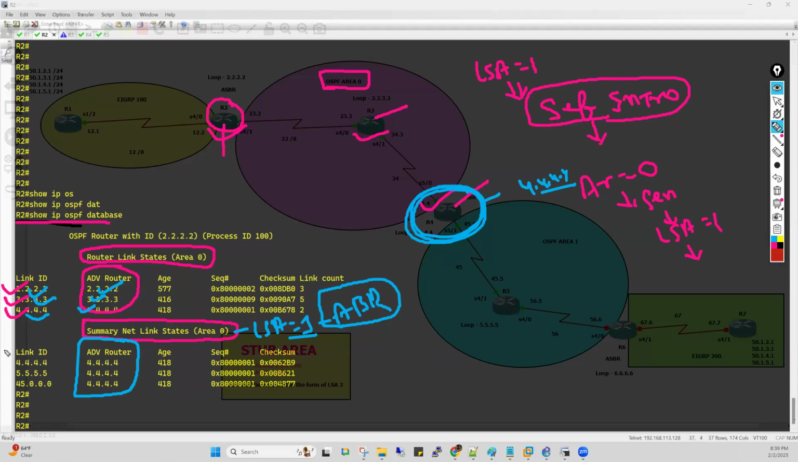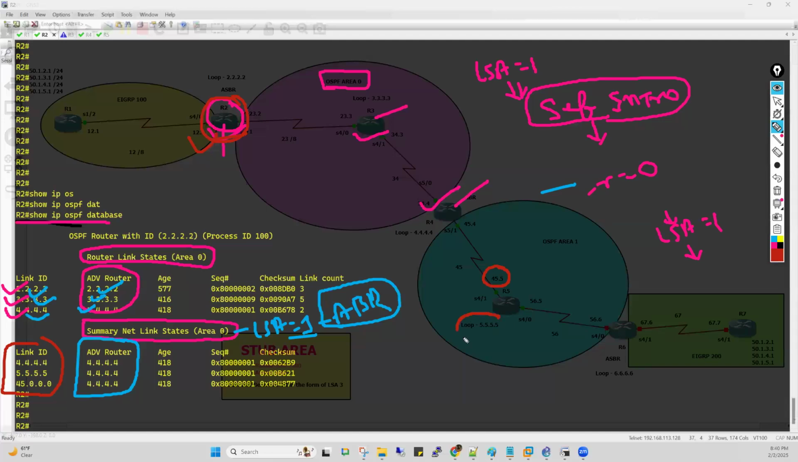Right? Now, link ID. Link ID means this ABR router is informing this area information into this area. We are running this command on this router. It means the ABR router is informing this router about this area. So in this area, what networks are there, guys? Who can tell me? So please see, one network is the 45 network.